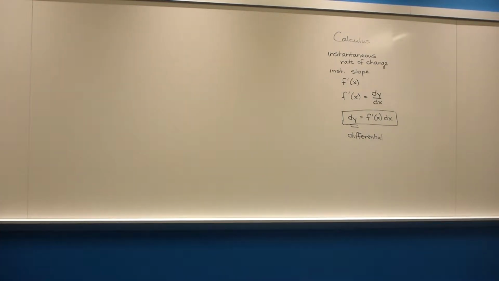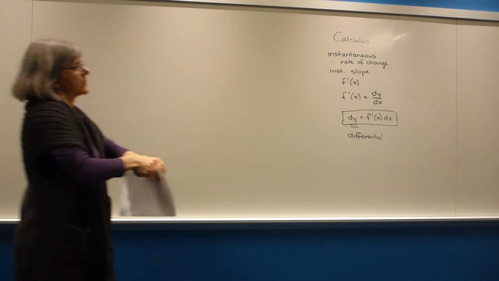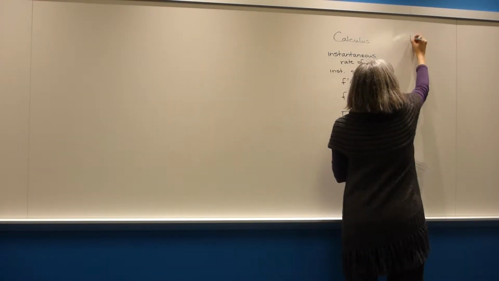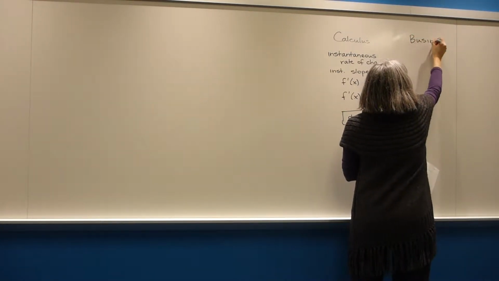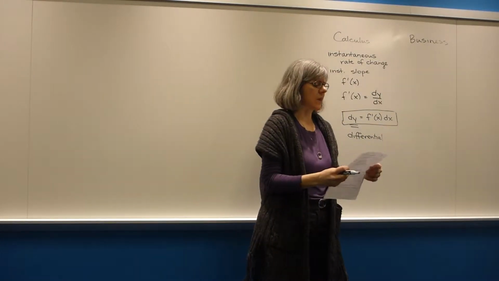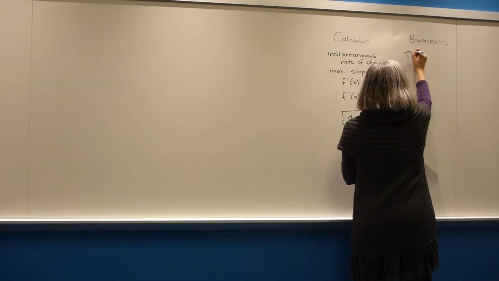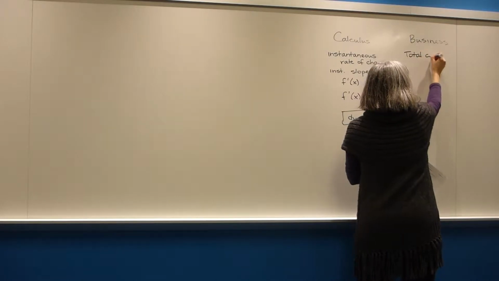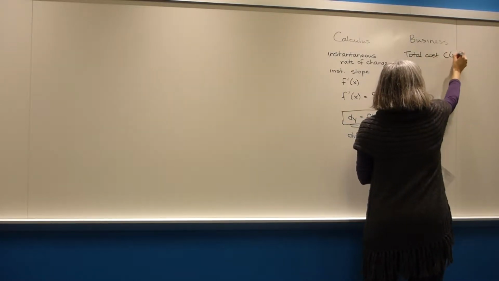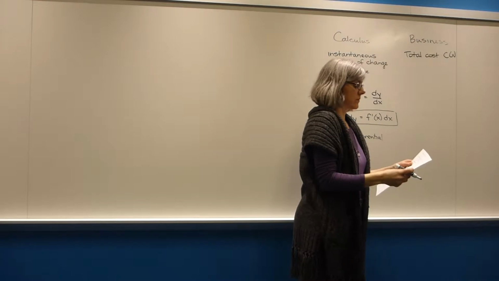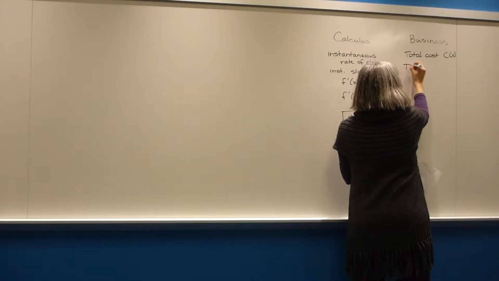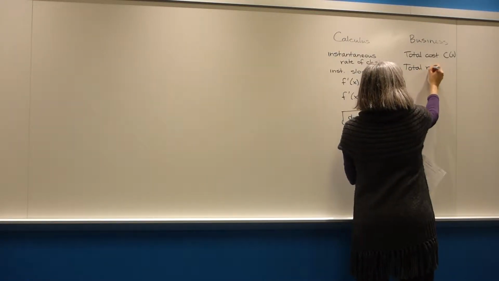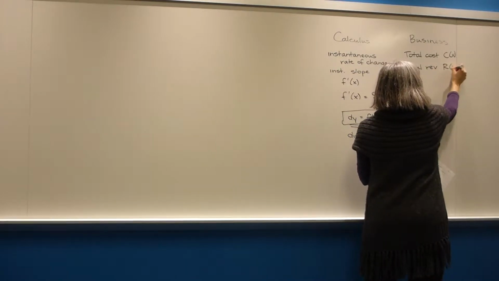notation. Okay, so these are our business variables, we'll say. All right, we already have some of them, right? We already know the total cost, C of X. And we already know total revenue, we call R of X.